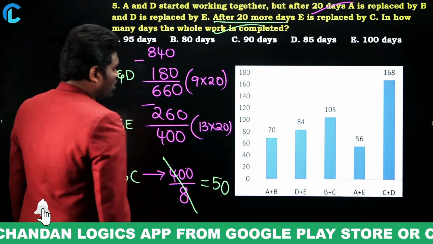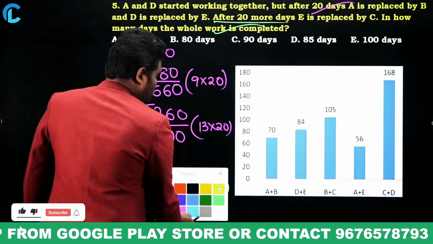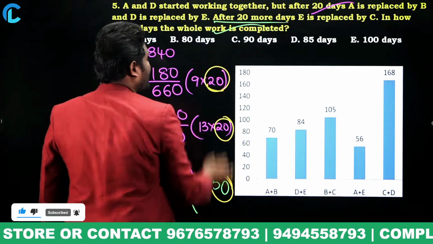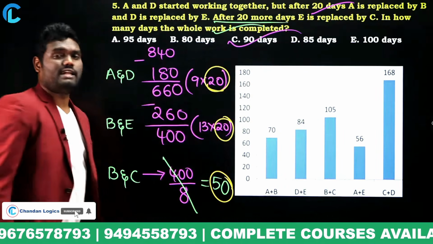Yes or no? So total how many days taken means? Look here. Here 50 days, here 20 days, here 20 days. So total how many days means? Total 90 days. Yes or no? Answer is 90 days. Next question.